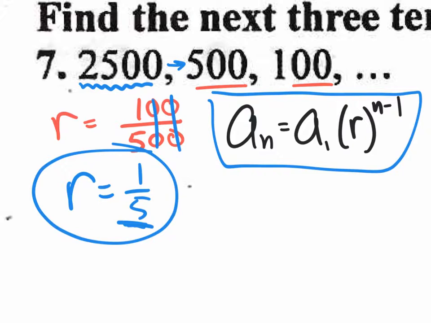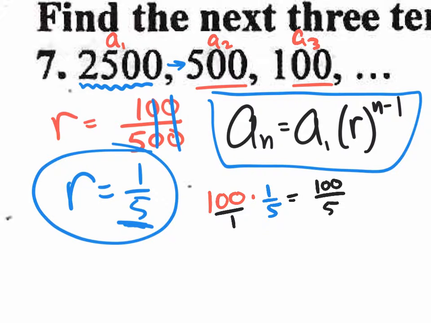Okay, so I might as well get you used to the notation. Your a sub 1 term, that's your first number, that's 2,500. Your a sub 2 term, that's 500. Your a sub 3 term, your third number on this list, is 100. Now, your next term, your a sub 4 term, will be 100 times 1/5. That's going to be your next term. Now 100 times 1/5, if you put the 100 over 1, you're going to end up with 100 divided by 5, and that's really just 20. Are you with me? So the fourth number on your list, a sub 4, is 20.